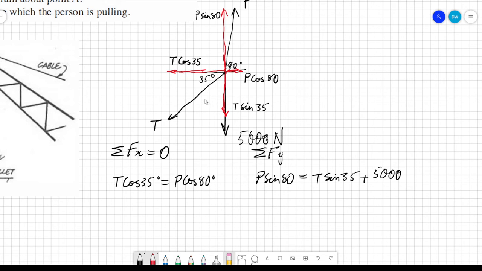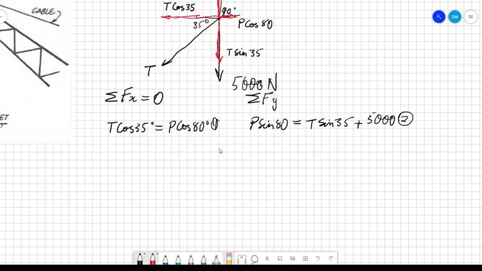Here we show that the horizontal parts of T and P have to be equal to keep the system stationary in the horizontal direction. And then the vertical part of P has to equal the tension dragging down and the weight dragging down as well. So that's our pair of equations, equations 1 and 2. Now what we need to do is to solve them for T and P.